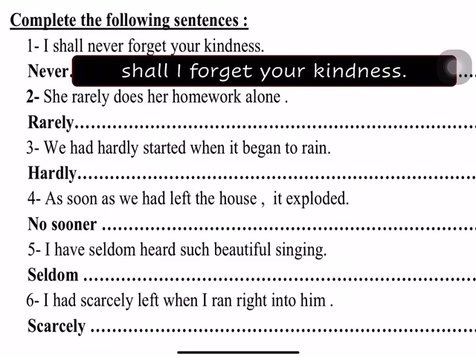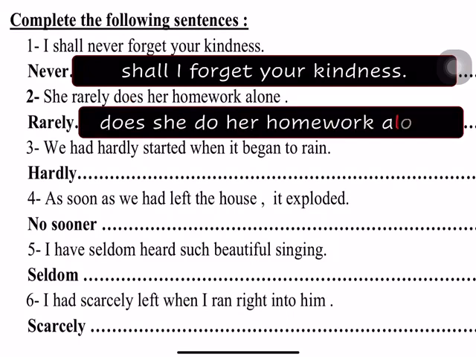Now, I need to start with rarely. And as I told you, rarely should be followed by a helping verb. Do I have a helping verb here? No, actually, I'm going to get a helping verb. We have here does, which is a verb with S. So I need to use the helping verb does also. So rarely does she do her homework alone?